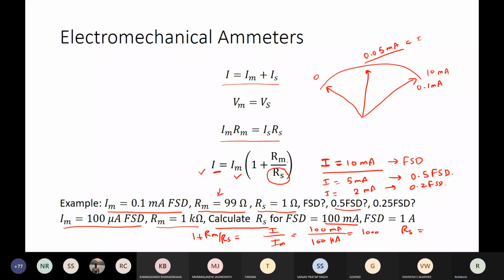What should be the value of Rs? Approximately, you can tell. 1 ohm. Right? 1 ohm. Similarly, if you want to extend it to 1 ampere, you can calculate the resistance again, right? So this is a very simple arrangement one can make for using PMMC as an ammeter of user specified range.